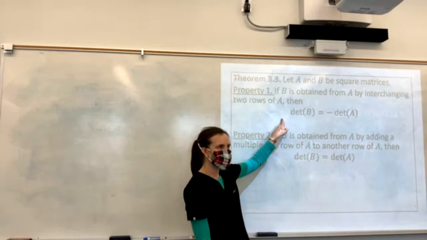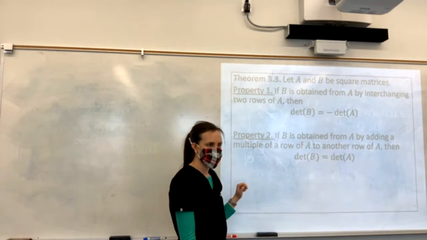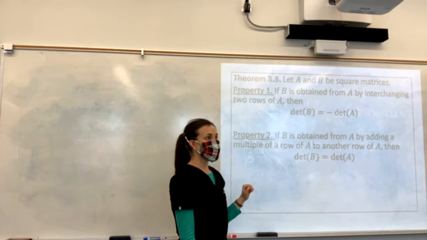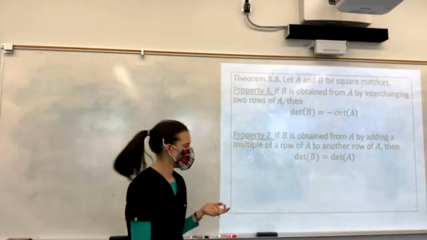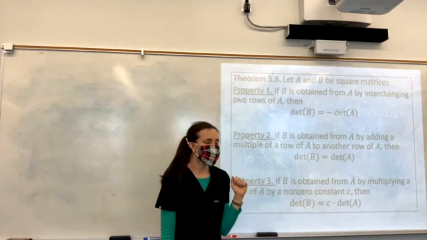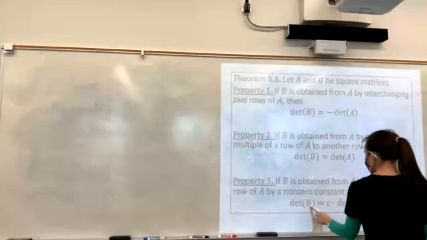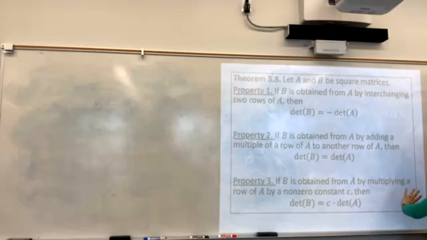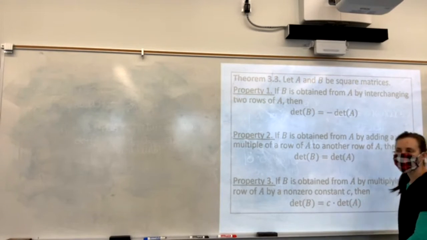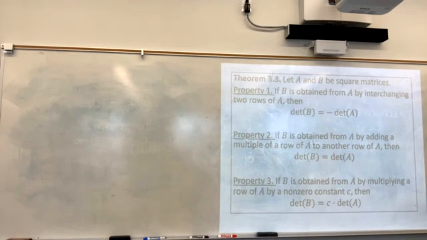We talked about swapping rows. We talked about adding a multiple of one row to another. What's our third row operation? Multiplying by a non-zero constant. So what's that going to do? If B is obtained from A by multiplying a row by a scalar C, then we take that C and factor it out of the determinant.